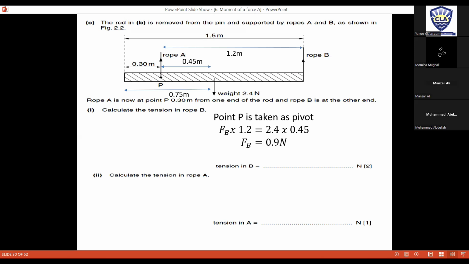Now, rope A also has tension because both the forces, rope A and rope B, are upward. Downward force is 2.4. So adding them up should be equal to 2.4. FB is 0.9 and total force is 2.4. Subtract 0.9 from that and you get the value of force A as 1.5 Newton.